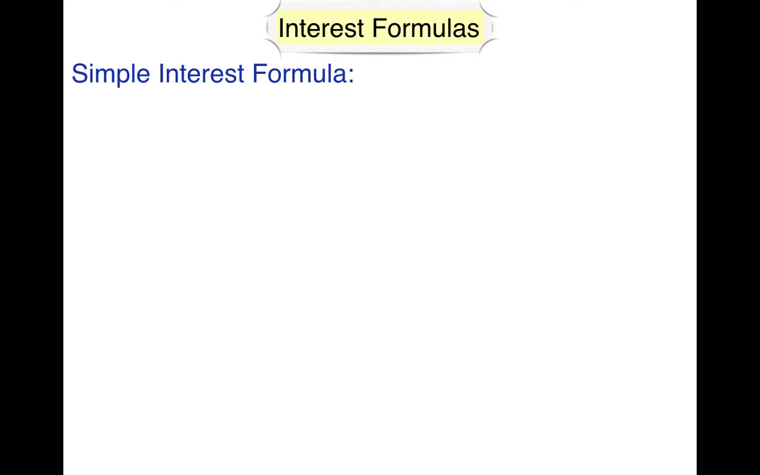Today we're going to talk about three different kinds of interest formulas. There's simple interest, compound interest, and continuously compounding interest. And really the concepts are not that intense. What makes them tricky is just knowing when to use which formula.